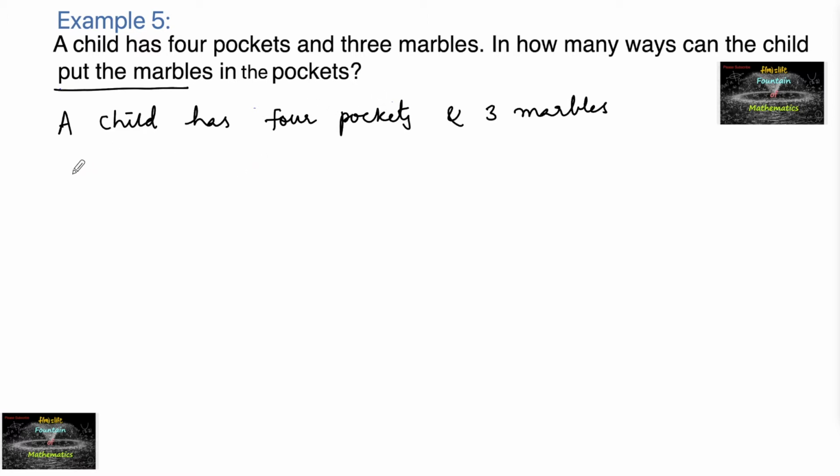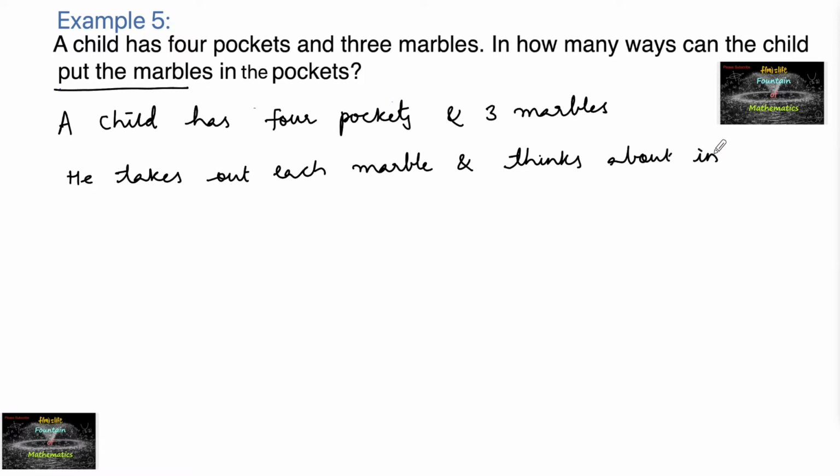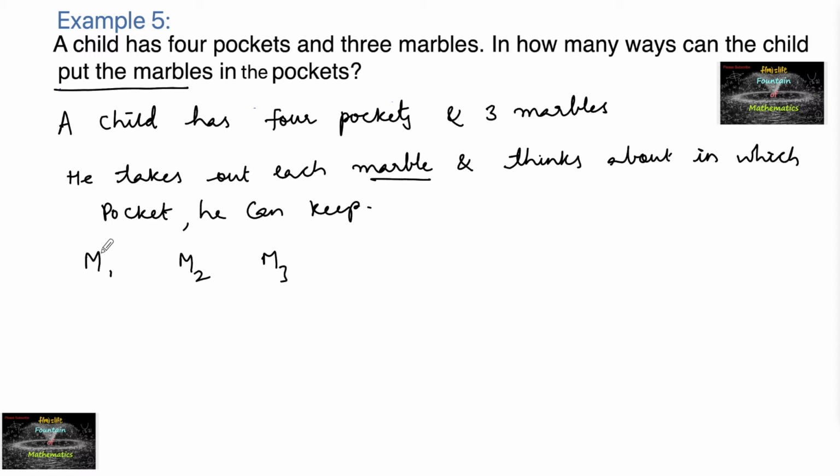Means a child will take out each marble, each of the 3 given marbles, and think about in which pocket he can keep it. Means for this, how many choices is he having? So he takes out each marble. Say the marbles are m1, m2, m3, 3 marbles let us consider.